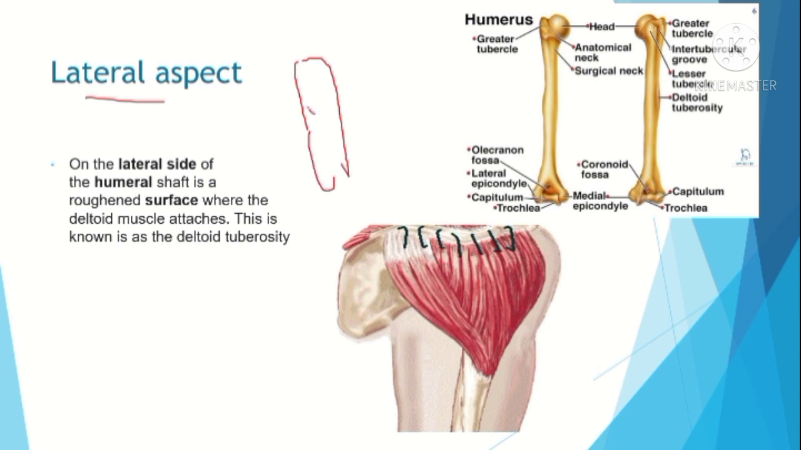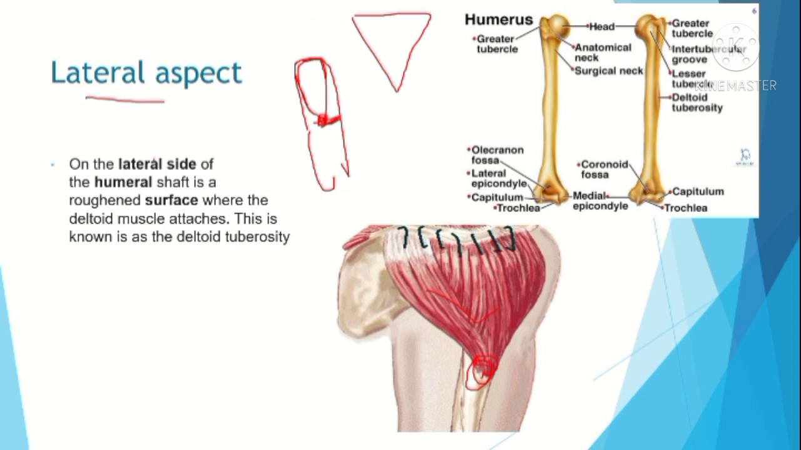This is the arm. The muscle which attaches here is the deltoid muscle. Where is it attached? It is attached to the deltoid tuberosity. This is the deltoid tuberosity here. Actually it comes like this. See this picture, you can see clearly. This is the deltoid tuberosity and this is the deltoid muscle. It is triangular in shape.